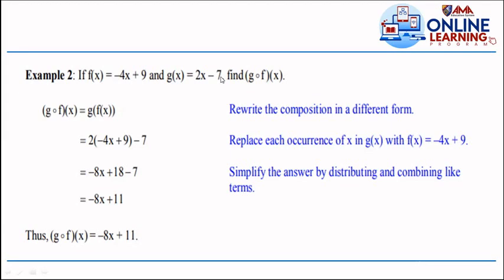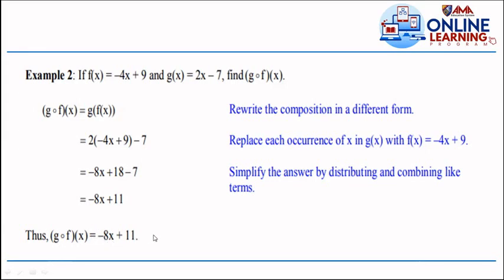So, kukunin natin yung g, 2, tapos yung variable natin na x, yung function ng x, which is negative 4x plus 9. Negative 4x plus 9, then minus 7. Ito yan. Then we're going to distribute, 2 times negative 4x is negative 8x. 2 times 9, we have 18. Then minus 7. So collecting like terms, negative 8x plus 18 minus 7 is 11. So your answer, g of f of x, is negative 8x plus 11.